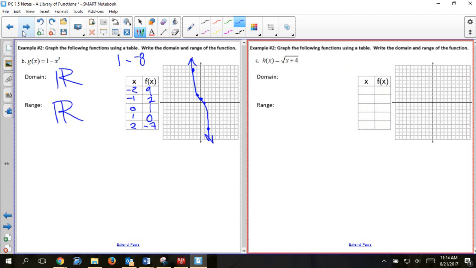Oh, did it not copy all the way down to the bottom? Sorry. I was not aware it didn't copy all the way down to the bottom. Sorry about that.